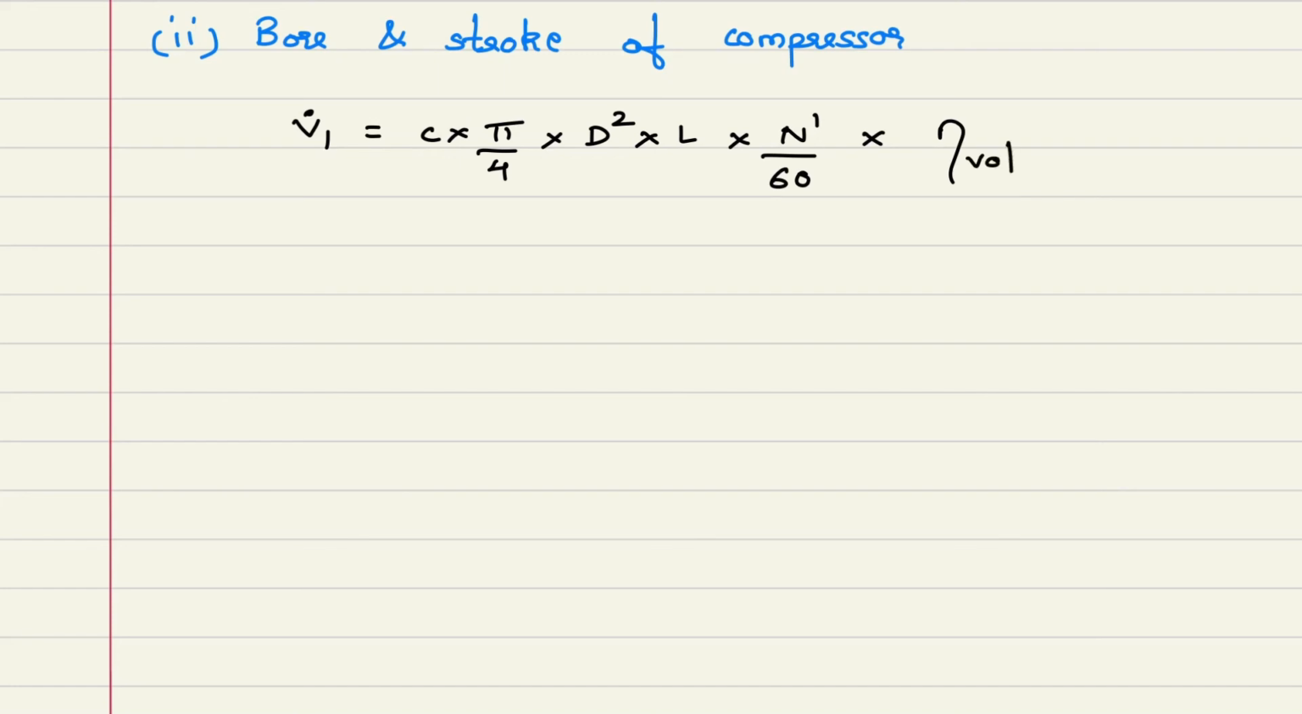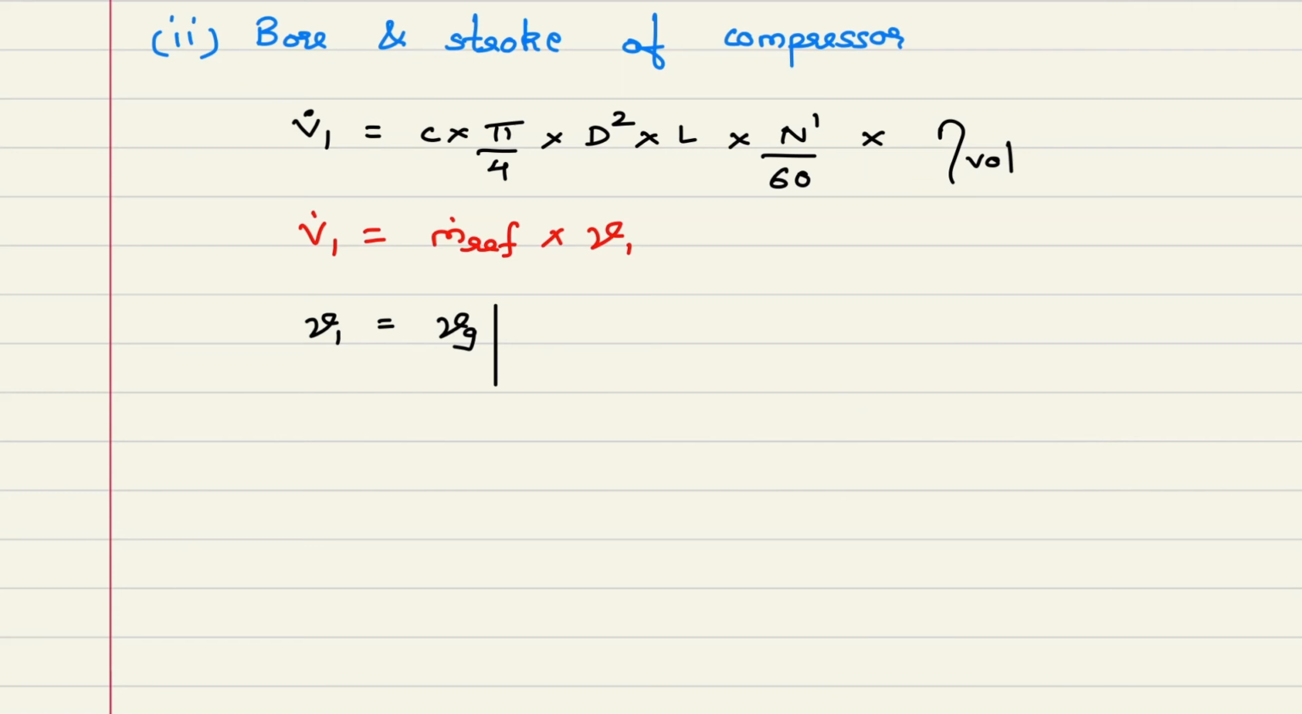Now this left hand side V dot 1 will be mass flow rate of refrigerant into specific volume of point 1. So the specific volume of point 1 we have to calculate first. Point 1 is superheated, so the equation will be Vg at saturation temperature.